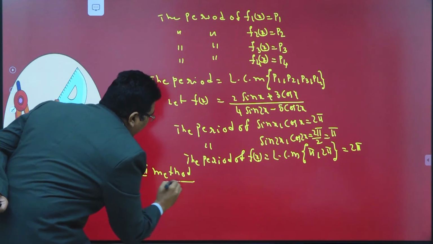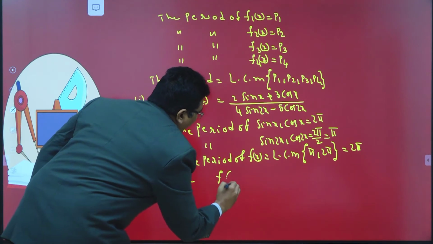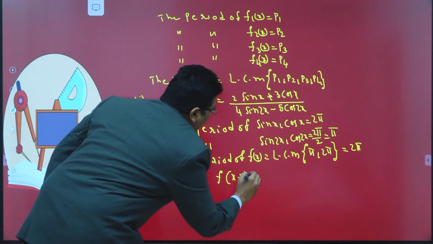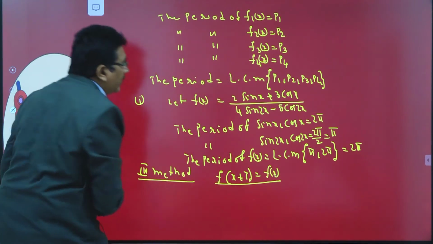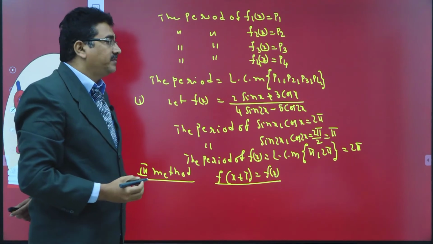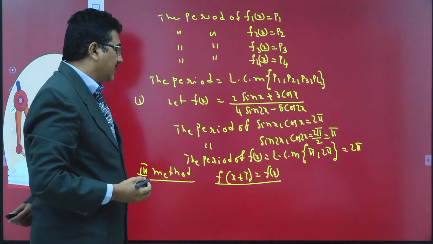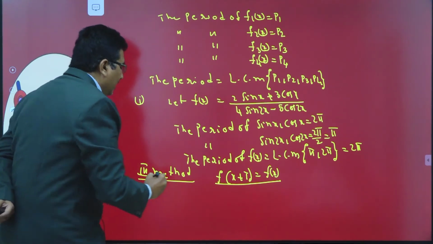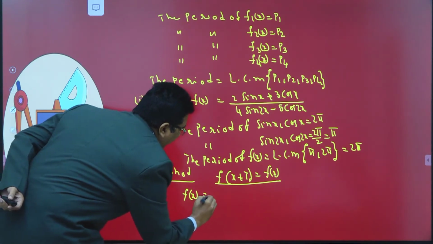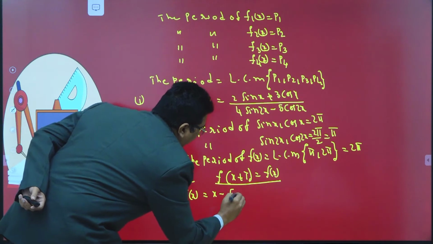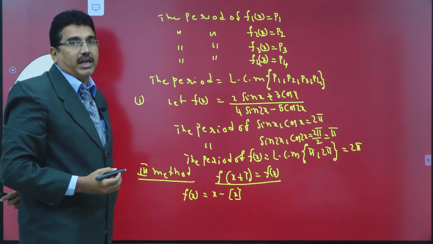By using the definition of a periodic function, that is f of x plus t is equal to f of x, by finding the period of a function. Right. See one example. Let f of x is equal to x minus box x. Right. Okay.